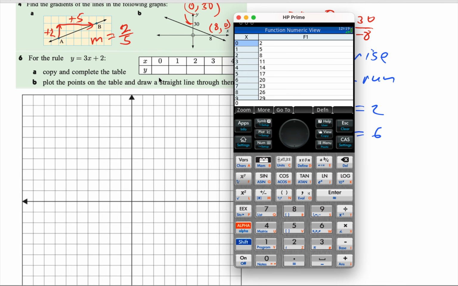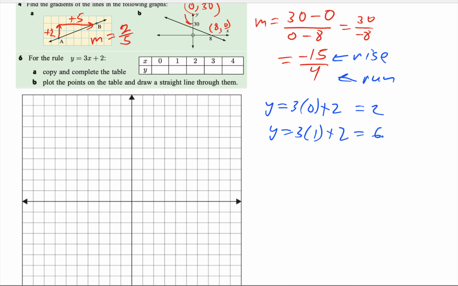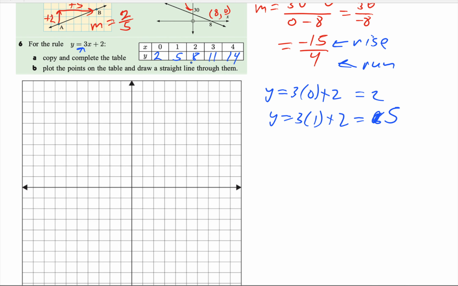So you got 2. Oh, there must be a mistake over here. This is 5. So that's 2, 5, 8, 11. Okay. You may notice these numbers are simply going up by 3. That makes sense because the slope is 3. That means every time your x increases by 1, your y value increases by 3.